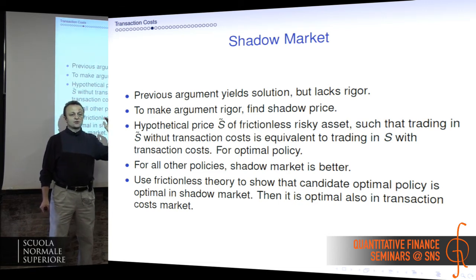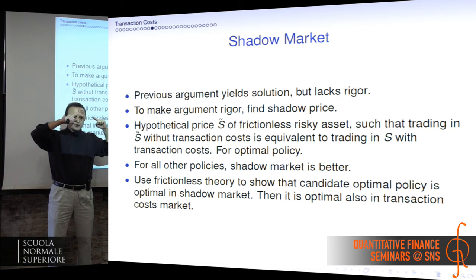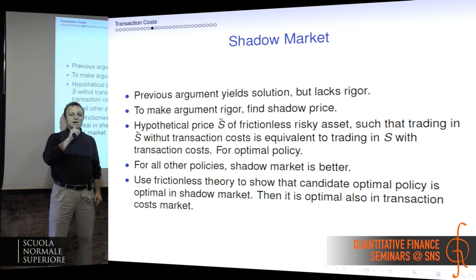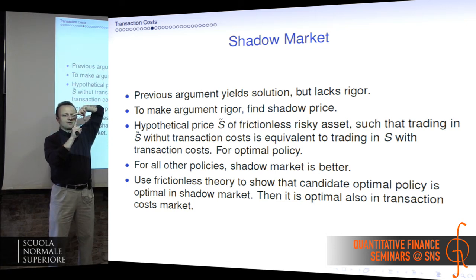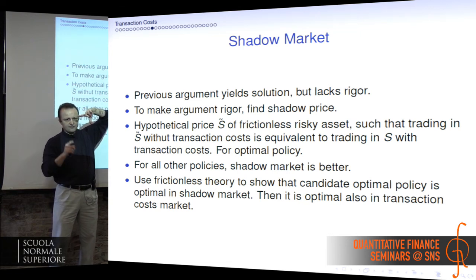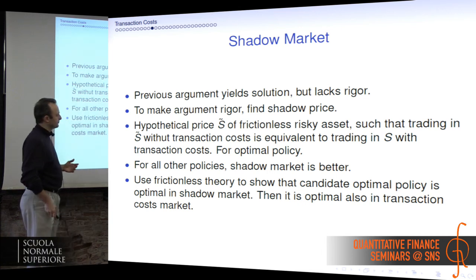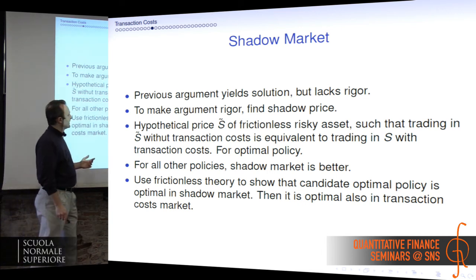This is already optimal for the shadow price. I cannot do anything better with the original price. Essentially, you have two functions. One is always above the other. And if you know that the one that is below touches the one that is above at the point where the one that is above reaches its maximum, then you know that this is also the maximum for the function below. So it's a very simple argument once you write it in terms of functions.